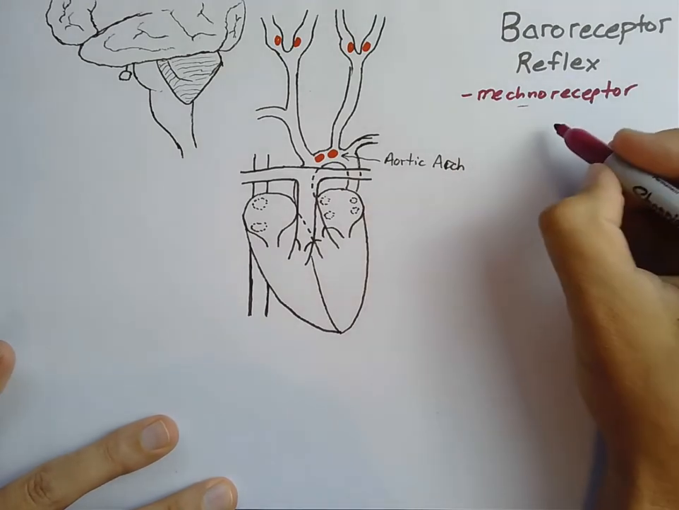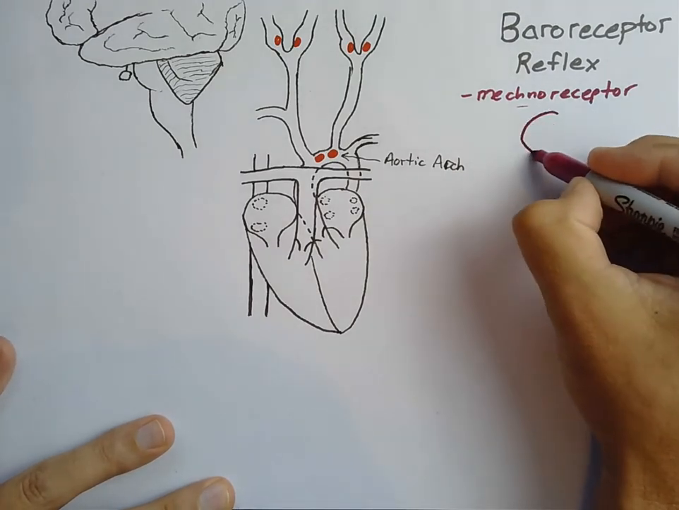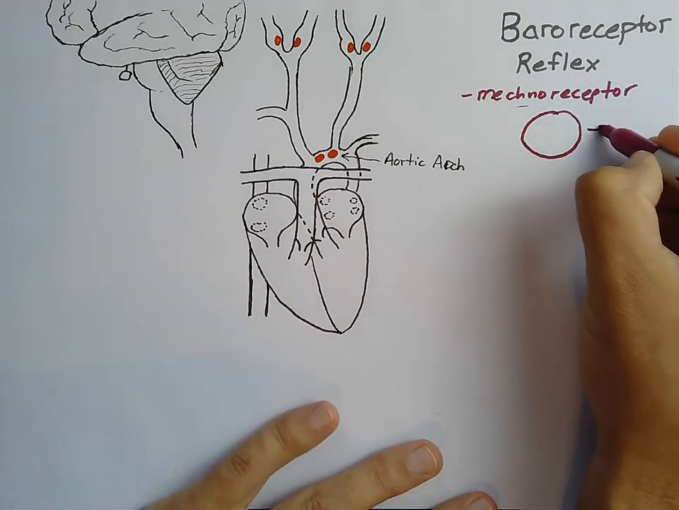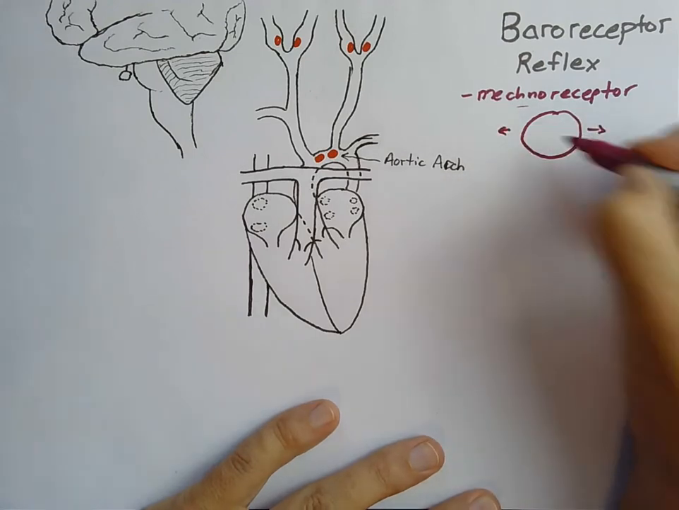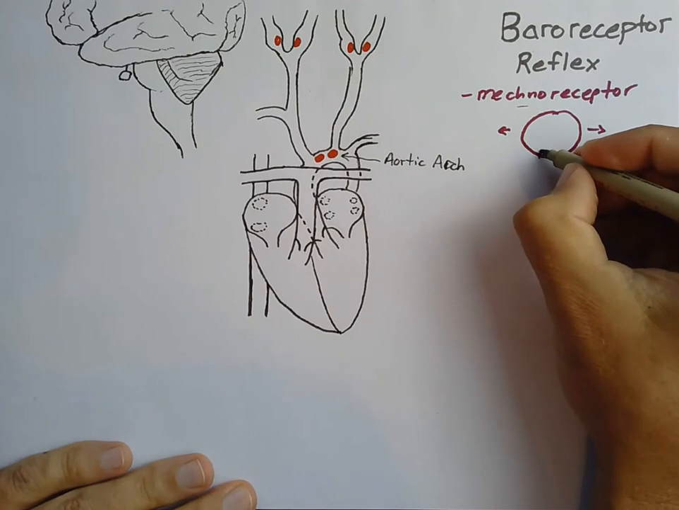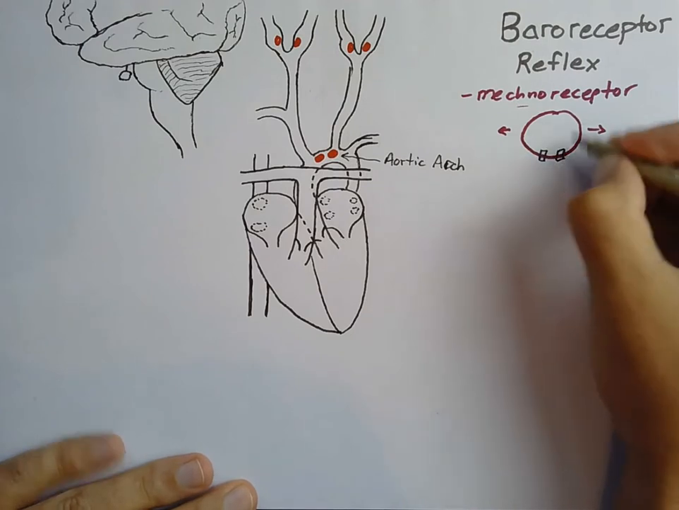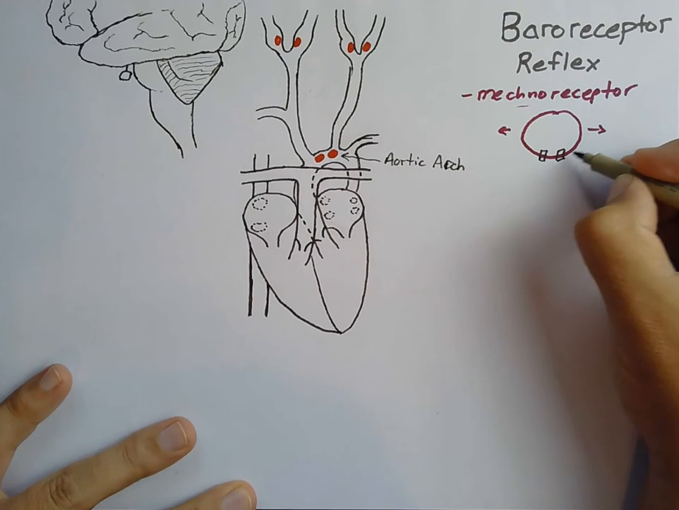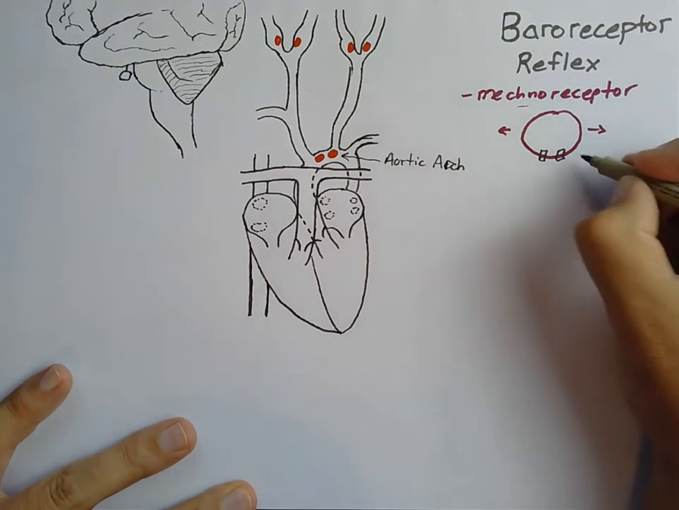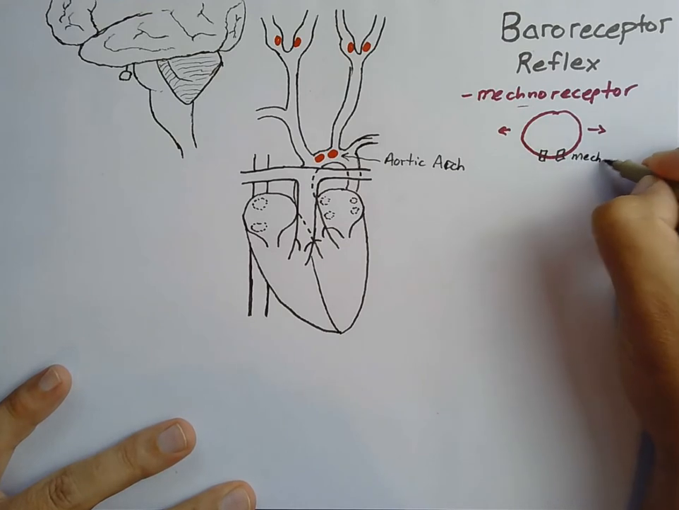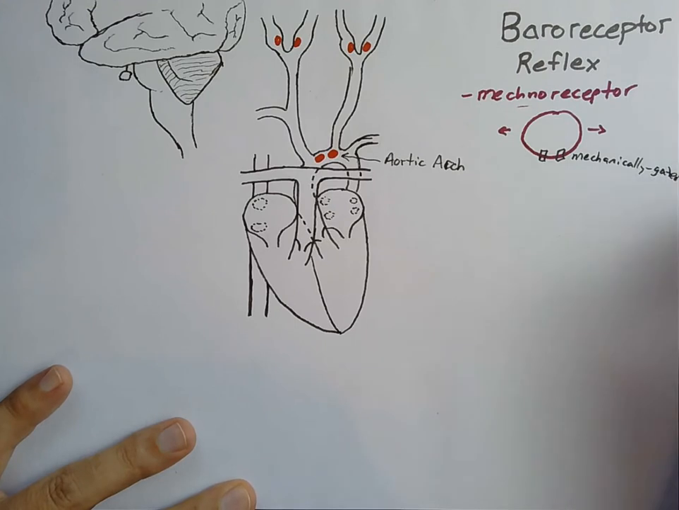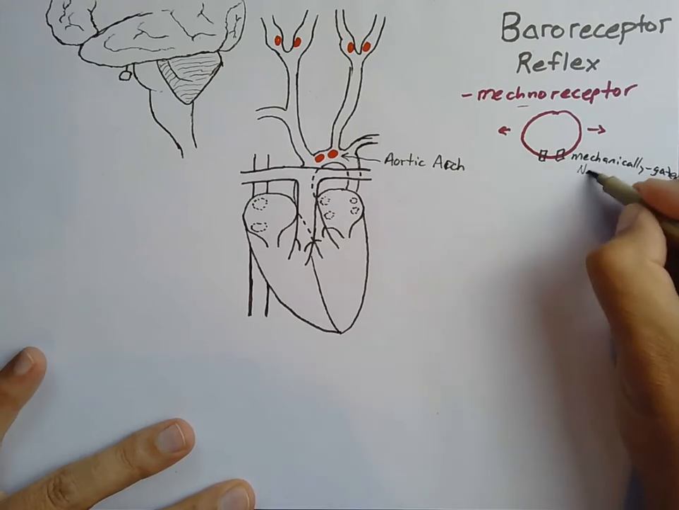So what's going to happen is we're just drawing a nice simple artificial cell here. And if this cell gets stretched, what this cell has in the cell membrane is a sodium channel that will be opened up by that stretch. So we have a mechanically gated sodium channel.